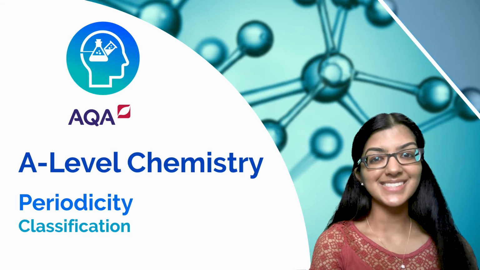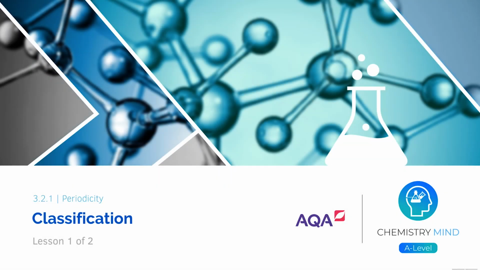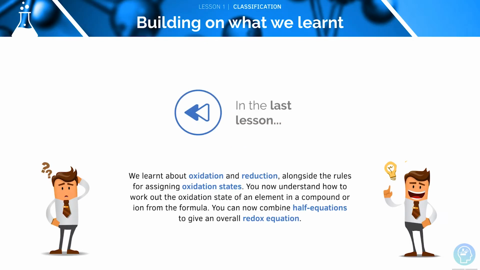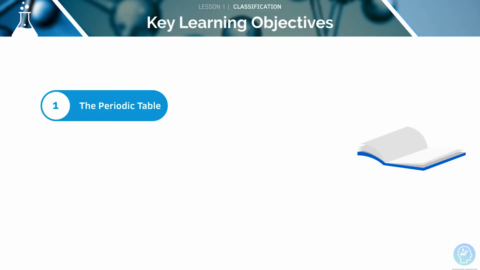So, let's get started. Welcome to lesson 1 of 2 in this tutorial, covering classification. This is the first video in our series of 2 lessons on the topic of equilibria, Le Chatelier and Kc. In the last lesson, we learnt all about oxidation states and how to assign them. Now, we know how to work out the oxidation state for an element in a compound or an ion in a formula. Here are the key learning objectives for today's lesson. We will be looking at the periodic table.